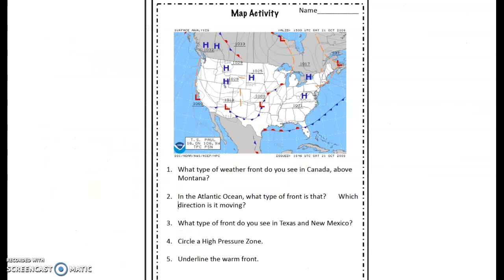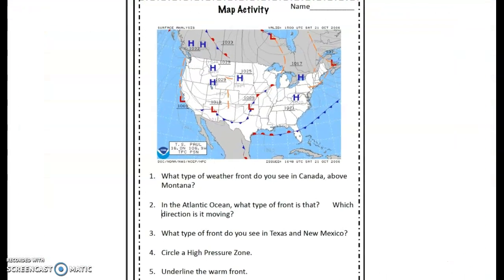Okay, so we're now on this map activity sheet, and we're going to do this one together. It says, what type of weather front do you see in Canada? Oh, these were the same questions that we just answered. So we just need to fill them out on our map activity sheet.